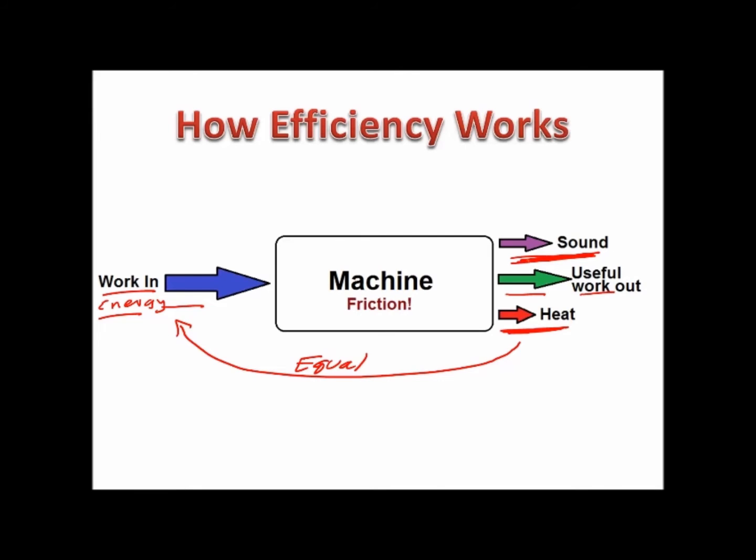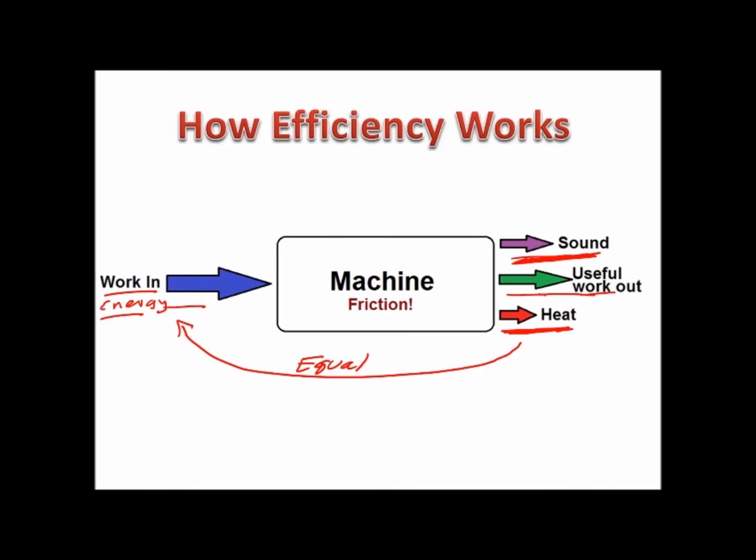Friction robs the machine of useful work. It robs the machine of useful energy. Friction converts some of the energy that you put into the machine, some of the work that you put into the machine, into heat and sound. And it never shows up as useful work. It's wasted.